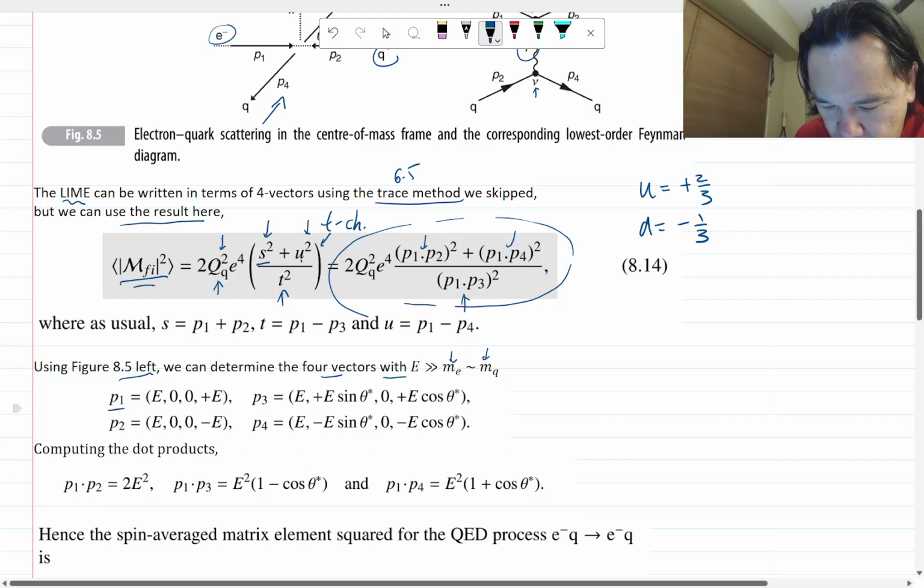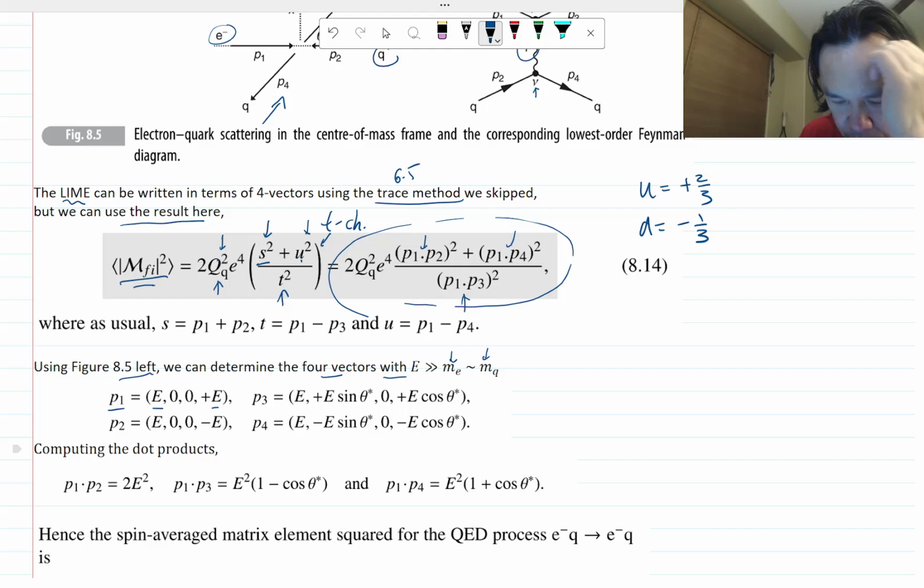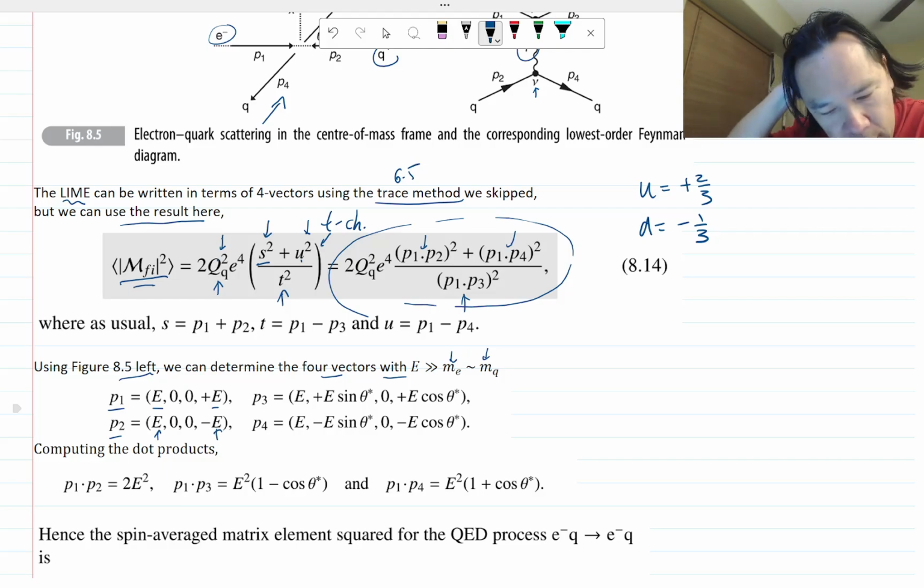So P1 simplifies to just the energy of the incoming electron. P2 is the energy of the incoming quark. But since they're going to be colliding together in the center of mass frame, they're going to be equal and opposite each other. So they are the same, except that the momentum along the z direction is negative in that case.